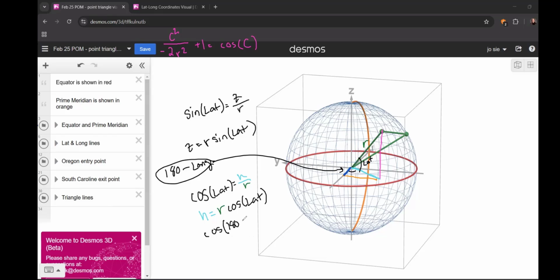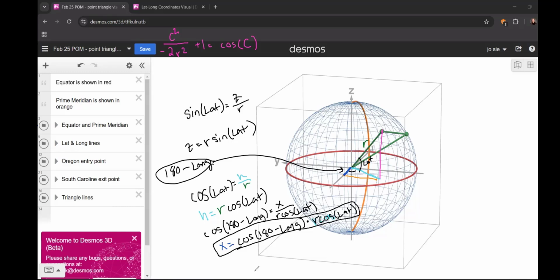So cosine of 180 minus the longitude is equal to x over h, which we found is our cosine latitude. So x is equal to cosine of 180 minus the longitude times h, which is our cosine of the latitude.